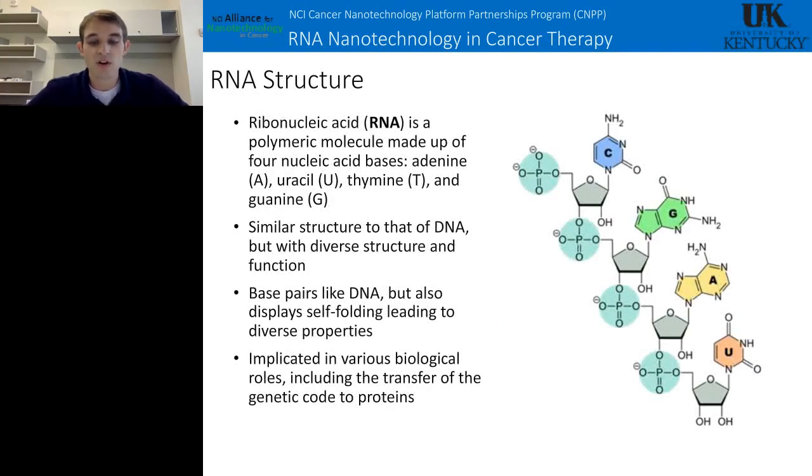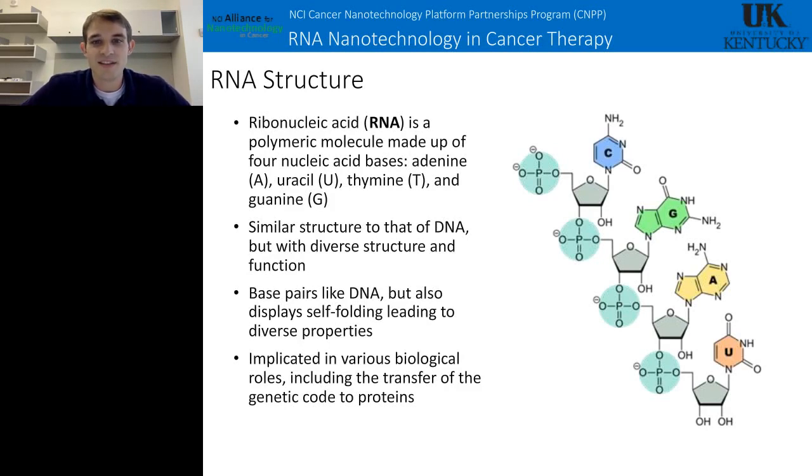So what does RNA look like? The structure of RNA is very similar to that of DNA. It's a polymer made up of four different bases: adenine, uracil, cytosine, and guanine. That was actually a typo on my slide.